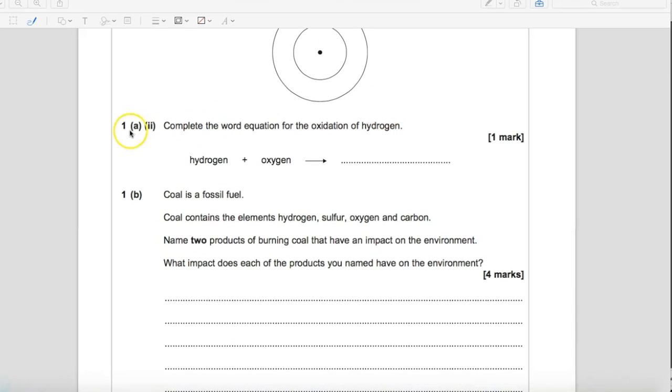So we're going to look at the next question. 2a, complete the word equation for the oxidation of hydrogen. We've got hydrogen plus oxygen goes to something else. We've got H, we've got O. One of the main things it's going to be is you're going to create water. I'm pretty sure a wrong answer would be hydrogen monoxide, or peroxide, or any of those things. Should we have a look?